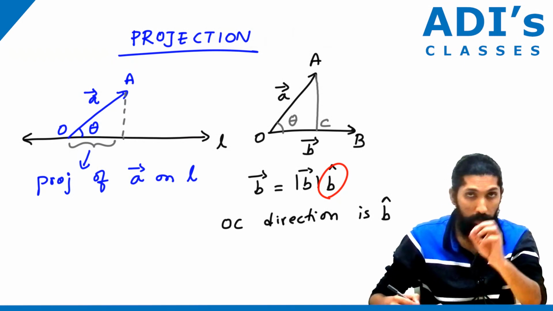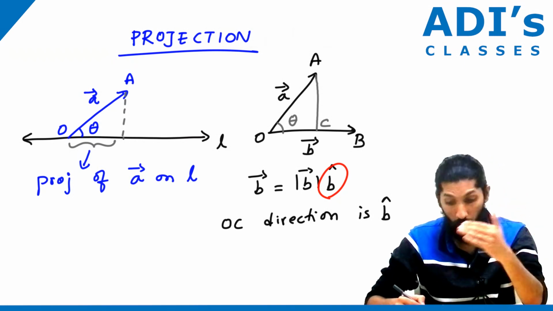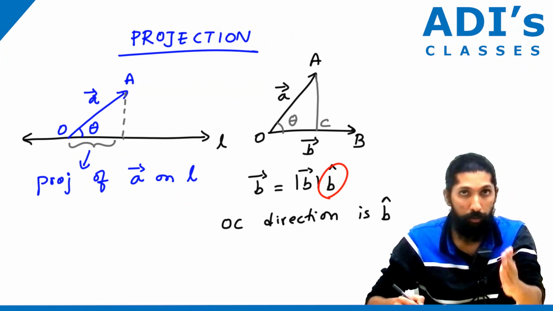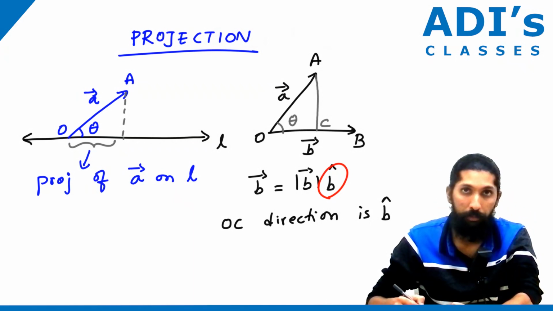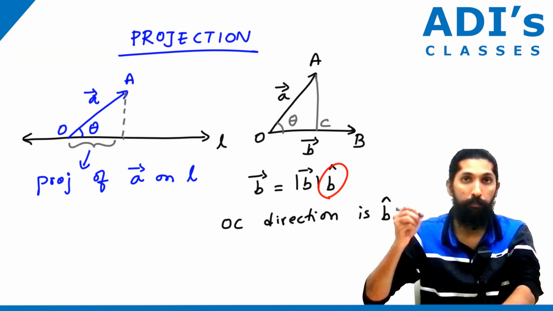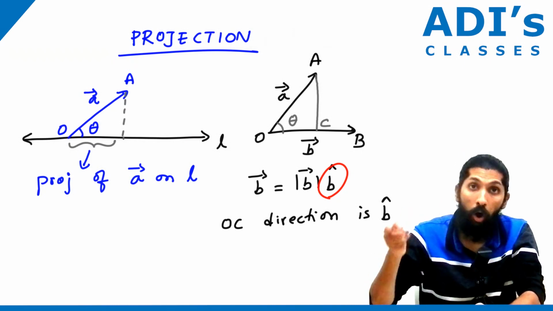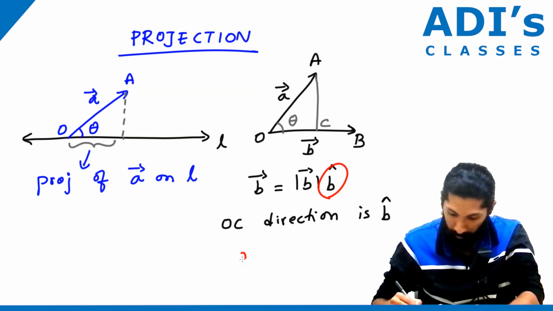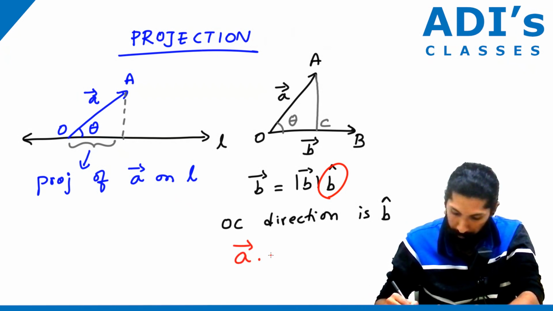This much we understood now. So what we got is that vector A is projecting on OB here, or you can say that vector A is projecting over B cap, correct? So the projection of vector A on vector B is going to become vector A into B cap.